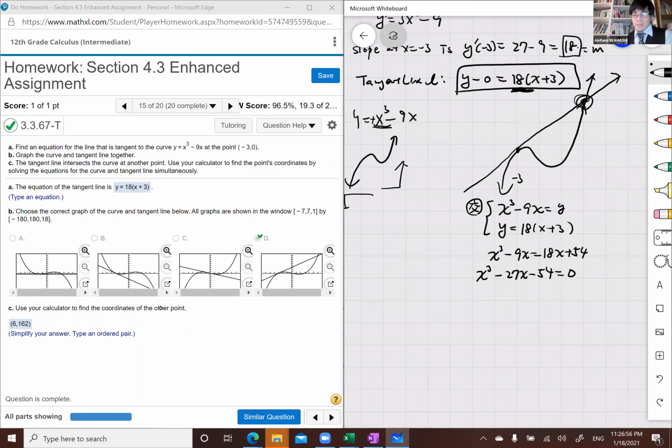Now here's some tricks. If you know Vieta's formula, and if you know that this must have a double root, the multiplicity of 2, then you can easily solve this equation to find another one. Okay.